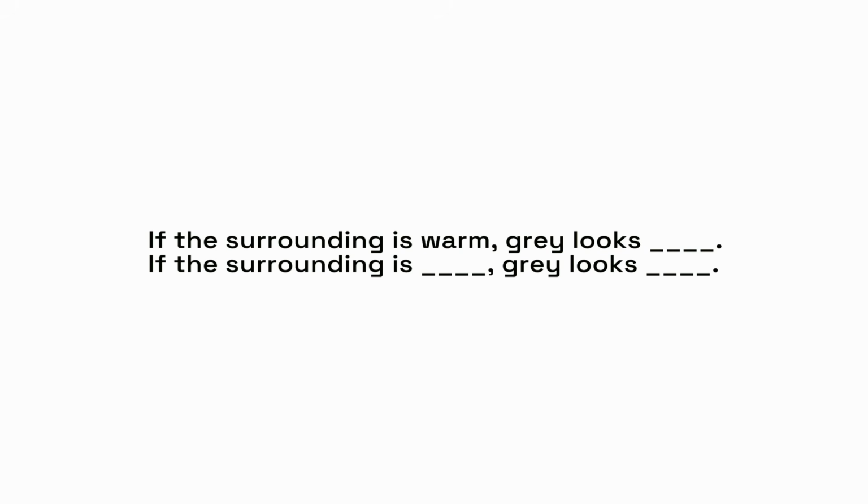So this illusion is made because the surrounding colors affects how we think desaturated colors look. This can be boiled down to 2 sentences for you to remember. If the surrounding is warm, gray looks cold.